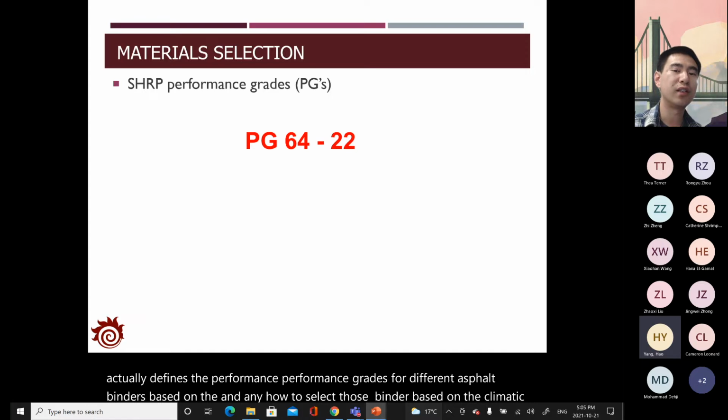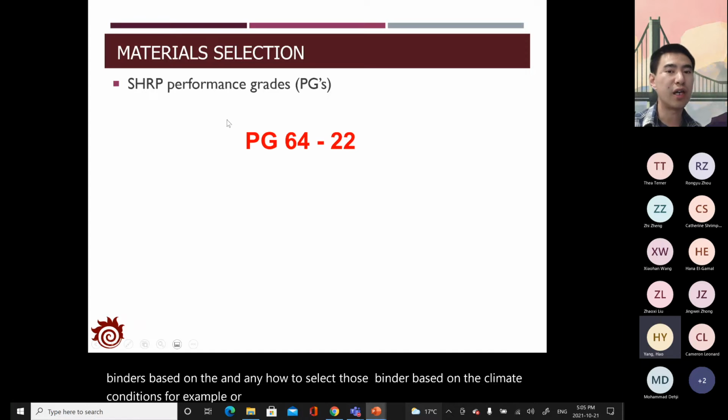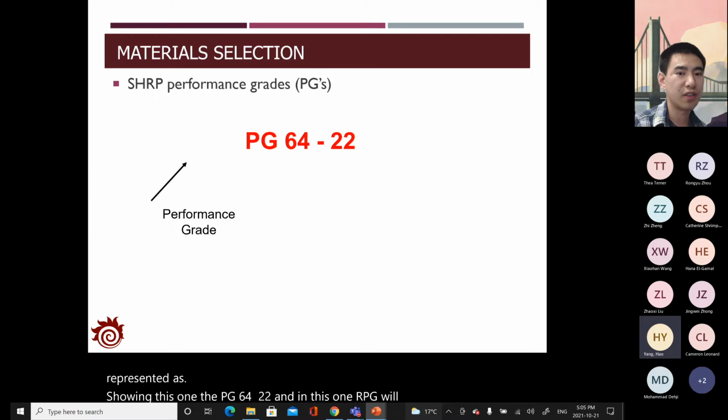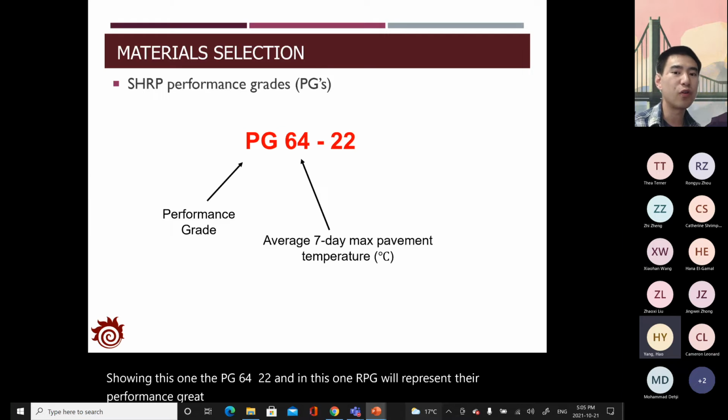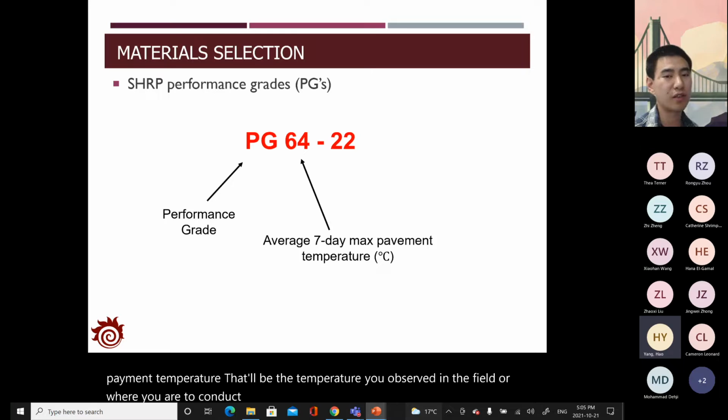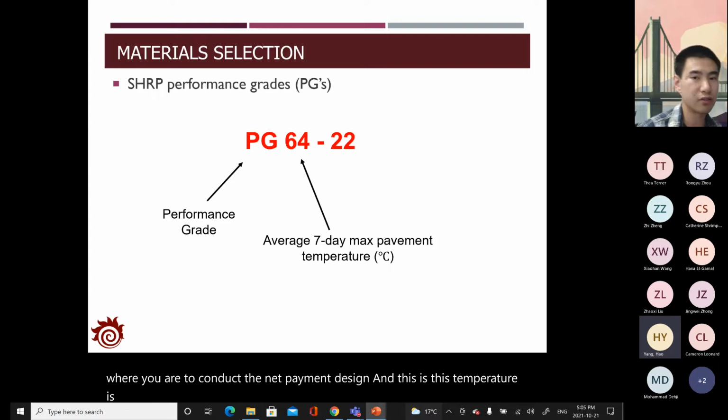For example, the format of the performance grade is usually represented as shown here, like PG 64-22. In this, PG represents the performance grade. The 64 represents the average 7-day maximum pavement temperature. That will be the temperature you will observe in the field where you will conduct the pavement design. And this temperature is in units of Celsius.